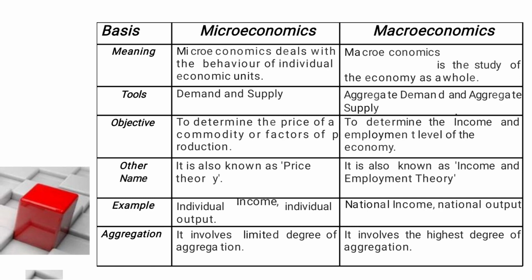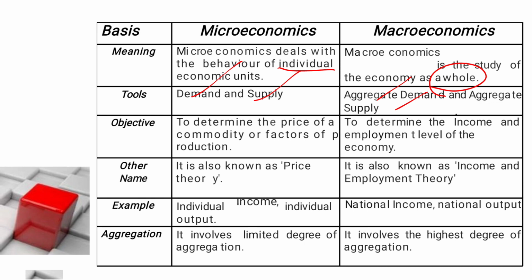Now what is the basic difference between micro and macro? Micro studies about an individual. Macro studies about the economy as a whole. For example, micro is only a study about me, but macro is a study about the entire universe. Now in microeconomics, what are the tools used? We use demand and supply. Macroeconomics also studies demand and supply, but it takes into consideration the aggregate demand and aggregate supply.